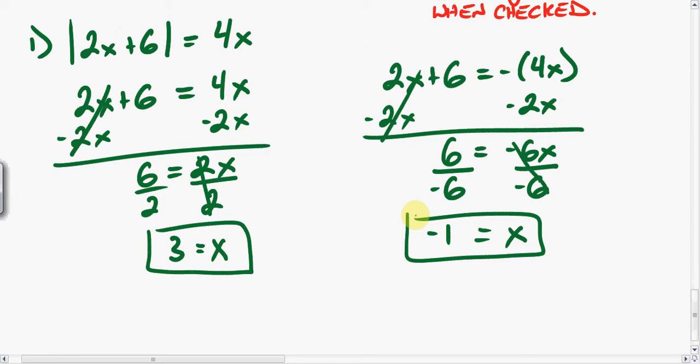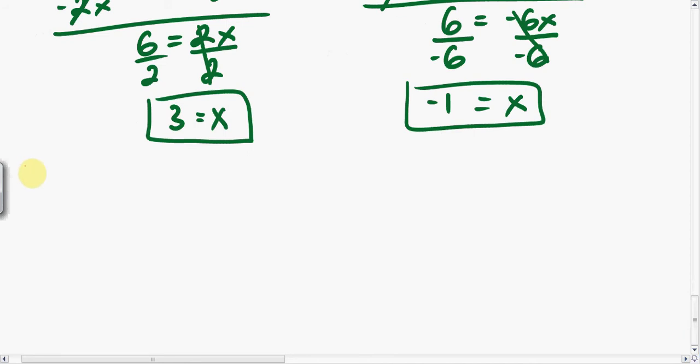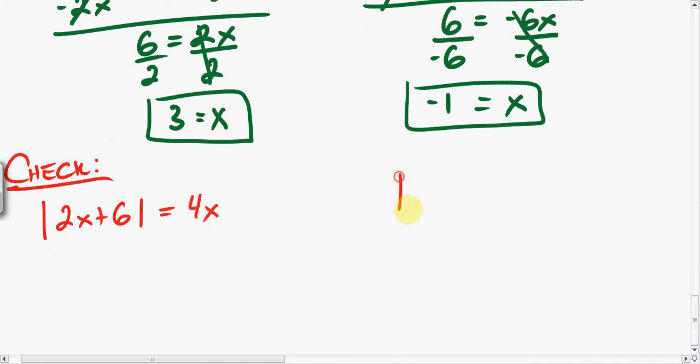We want to make sure we check both of these by inserting them into the original equation. So let's come down here and check. We've got the absolute value of 2x plus 6 equals 4x, and I'm going to have that written twice because I have to check both answers. We already know one of them is going to be extraneous because I told you, but in reality, when you're solving these problems, you have no idea if one of them is extraneous or not. That's why you want to make sure you check.